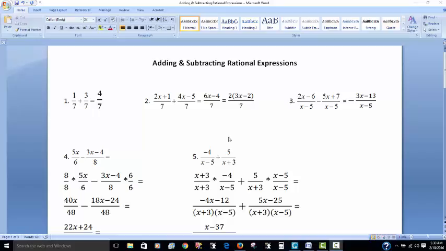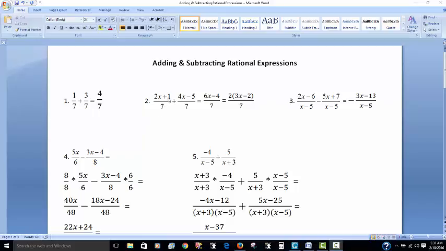All right, so let's look at our first one here. We have 1/7 plus 3/7. Well, the denominators are the same, so this one's pretty simple. So 4/7 is our answer. Okay, whenever the denominators are the same, these work out pretty easily. Okay, let's look at our next one.